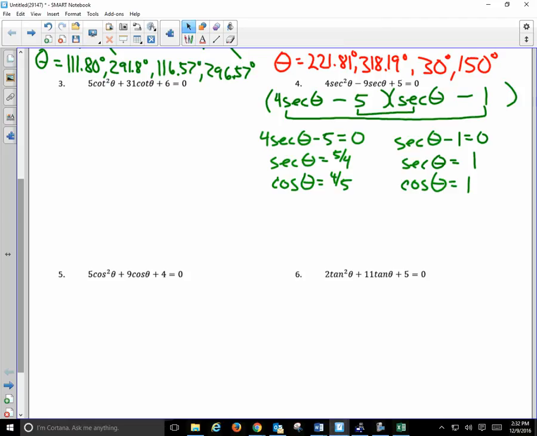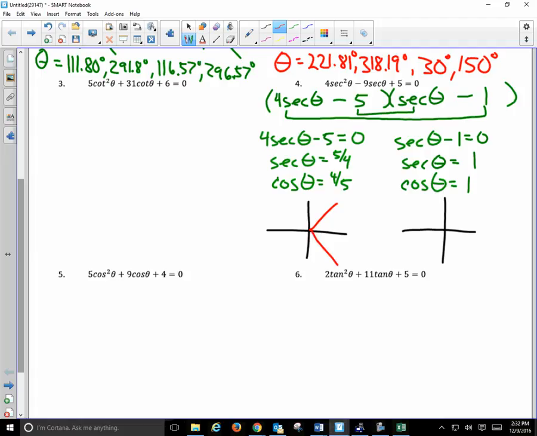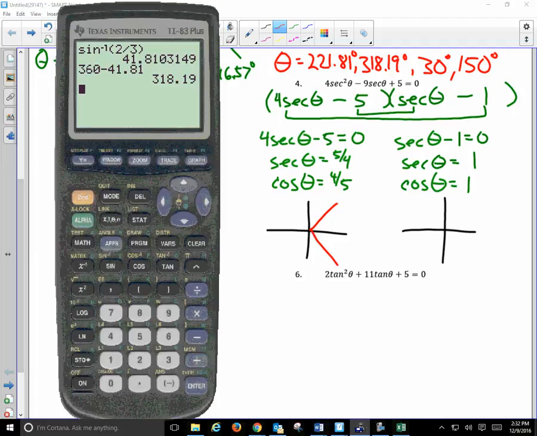Where is cosine positive? One and 4 on the right side. Very good. We said on the right side. Good job. All right, so I'm going to cosine inverse 4 over 5. I get 36.87.